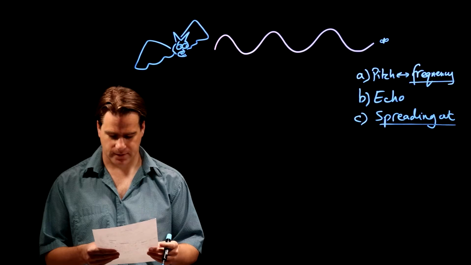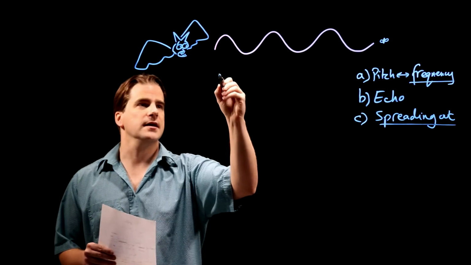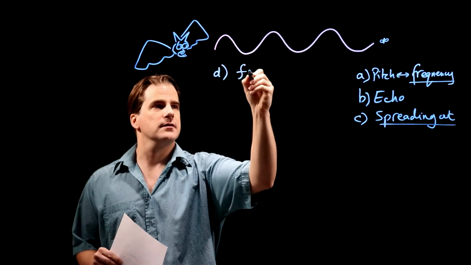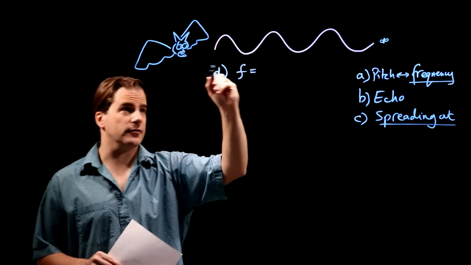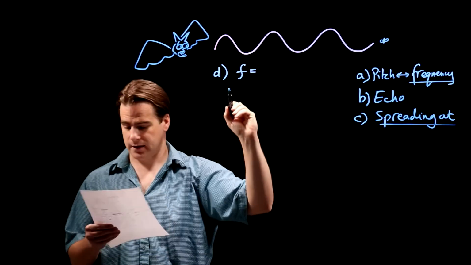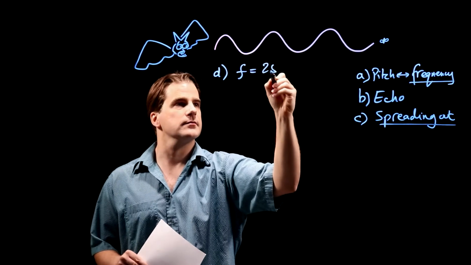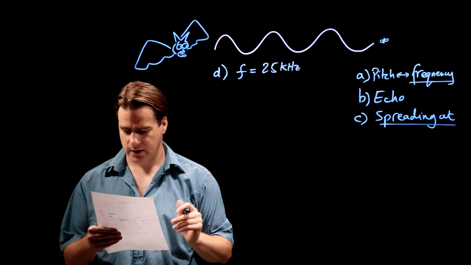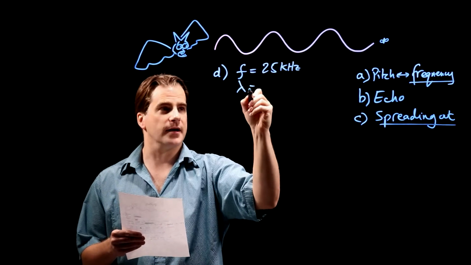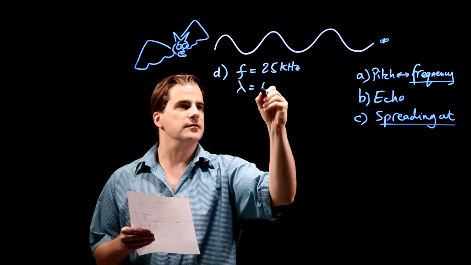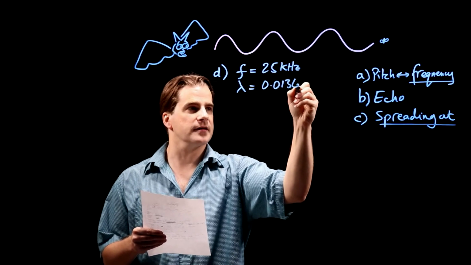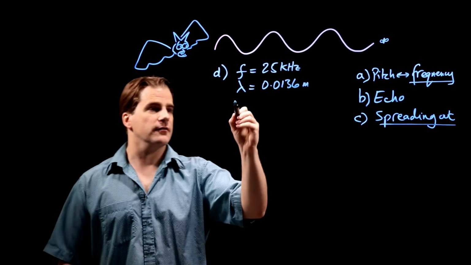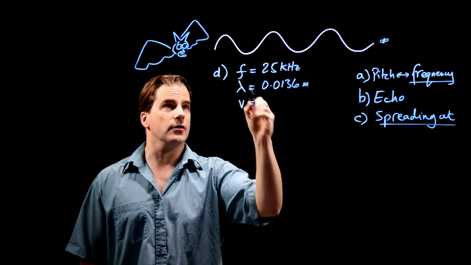Part D. Right, let's do it here. They've told you that the frequency of the sound wave the bat emits is 25 kilohertz, and the wavelength, represented by lambda, is 0.0136 meters, and we have to calculate the velocity of the sound wave.